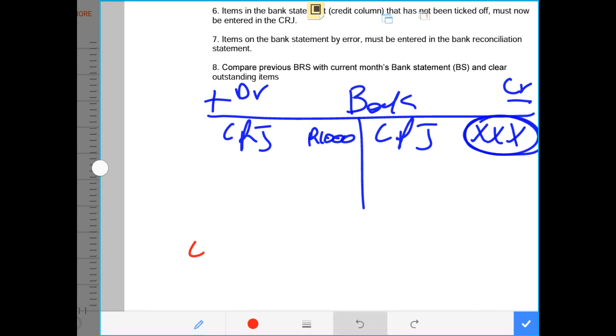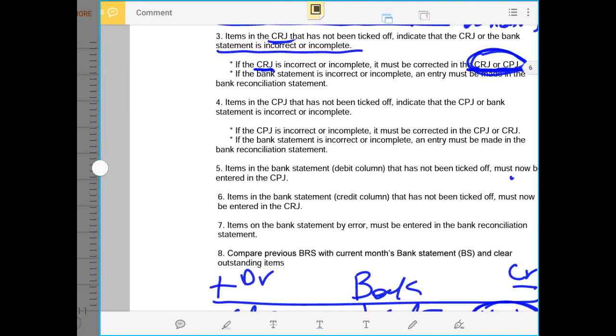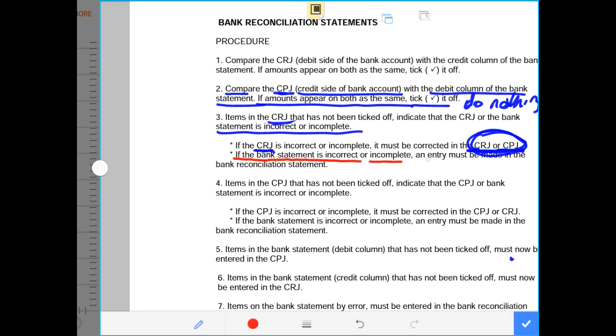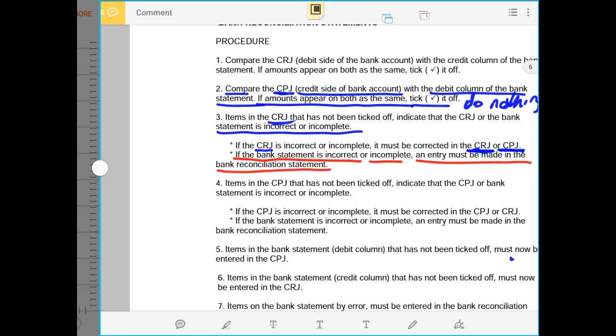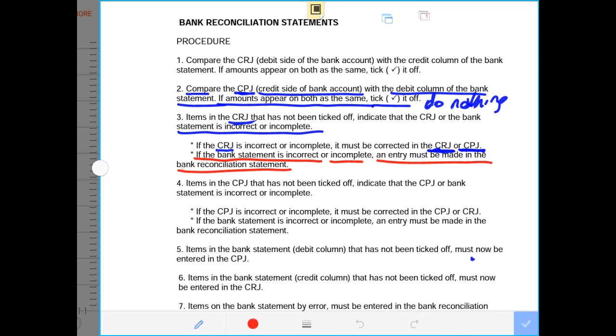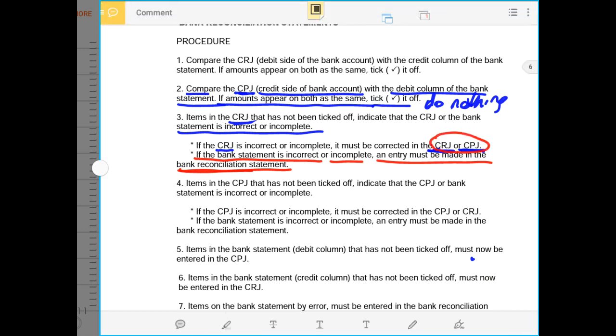So now we have done the third procedure. The second step says if the bank statement is incorrect or incomplete, an entry must be made in the bank reconciliation statement. So the minute the bank statement is incorrect, the correction of that should be done in the bank reconciliation statement. But if the receipt is incorrect or incomplete, we make the correction in the receipt or in the payment, meaning either on the debit side of the bank account or on the credit side of the bank account.